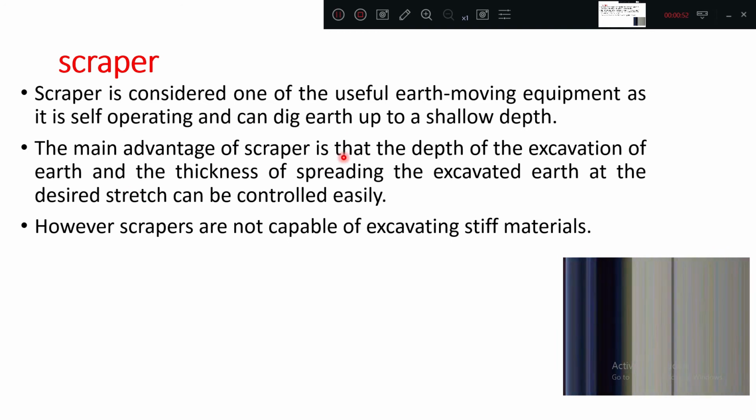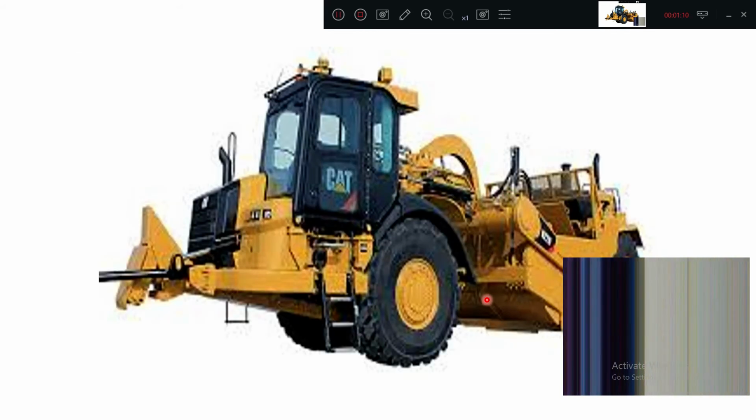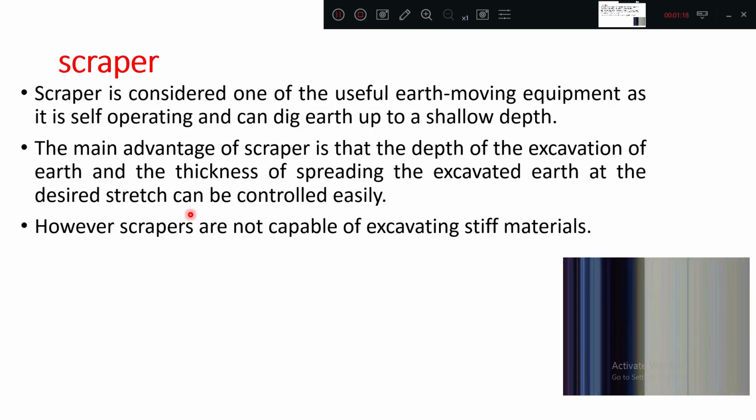The main advantage of the scraper is that the depth of the excavation of the earth and the thickness of spreading the excavated earth at the desired stretch can be controlled easily. Means what? The depth of this cutting as well as the depth of the deposition can be controlled. That is the advantage of this one.